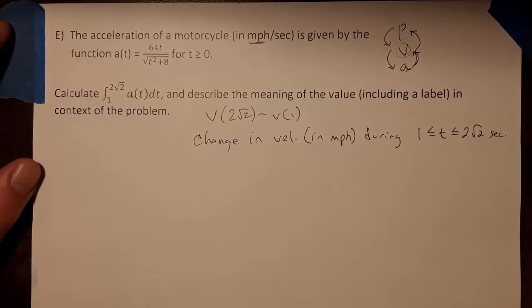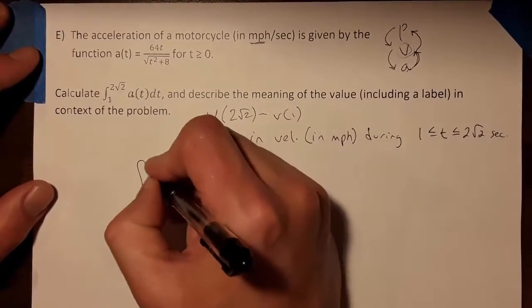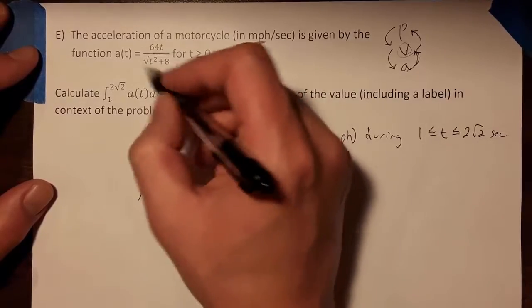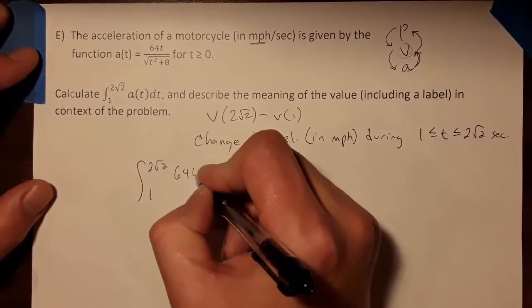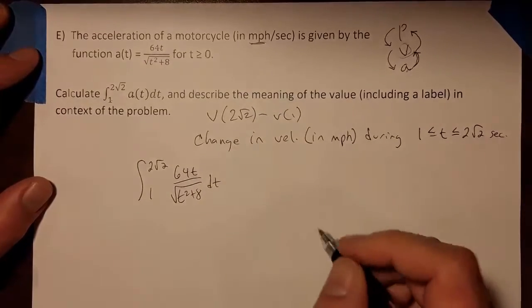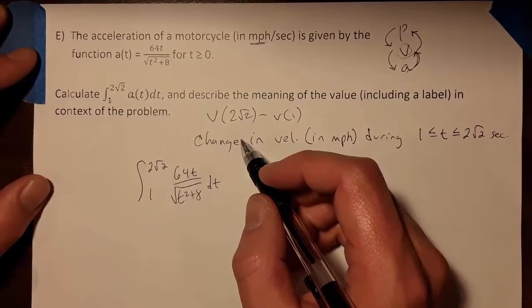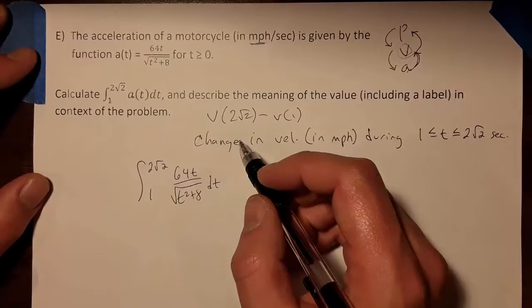So now we just have to come up with a number. So we're going to want to integrate this thing. I don't know why I'm rewriting it. Just seemed like the right thing to do. Are we going to need u sub here? Yeah, we are.